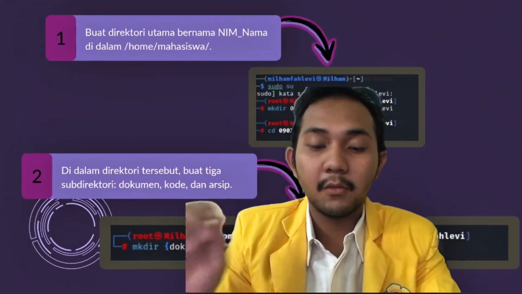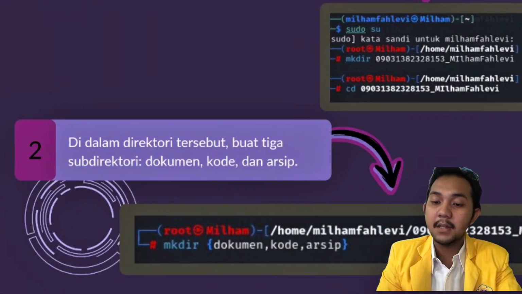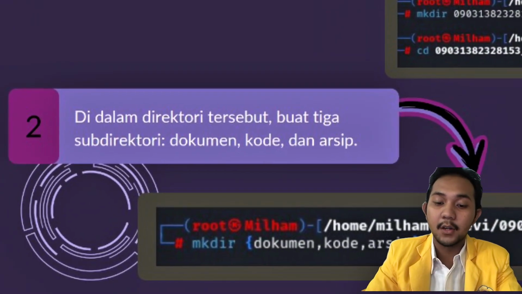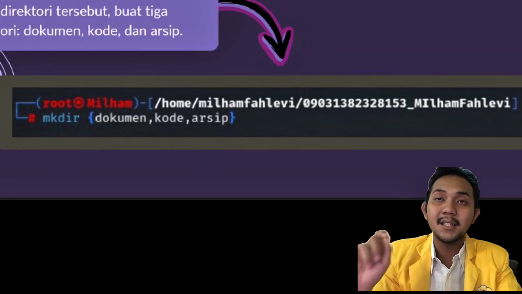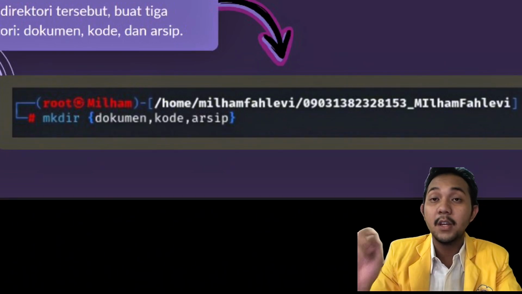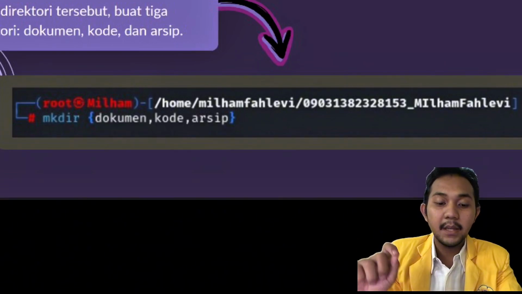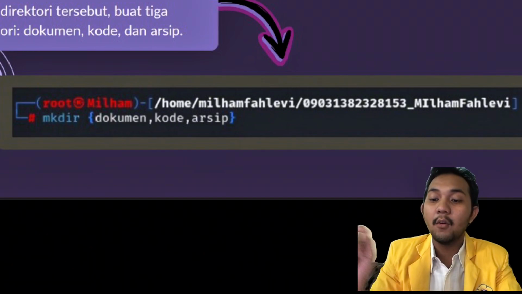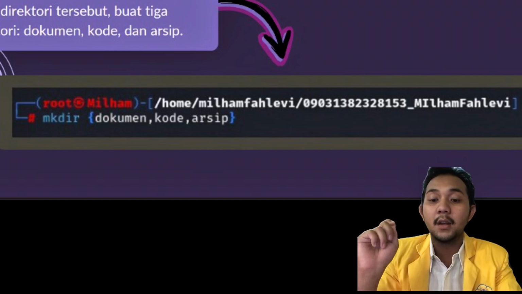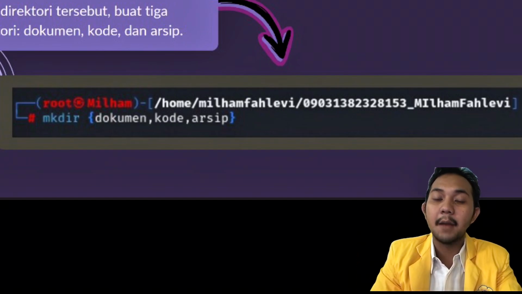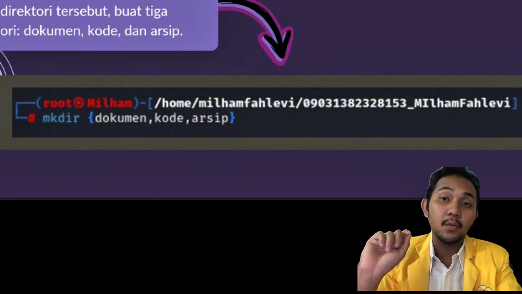Next, question number 2. In the main directory, make 3 subdirectories named document, code, and archive. For this question, because the command is the same as in the question we did before, we just repeat the command. We use mkdir followed by the names of the directories we are going to make. But in this case, I make 3 at once in one command. And because we are already in the main directory, we no longer need to write the complete path.